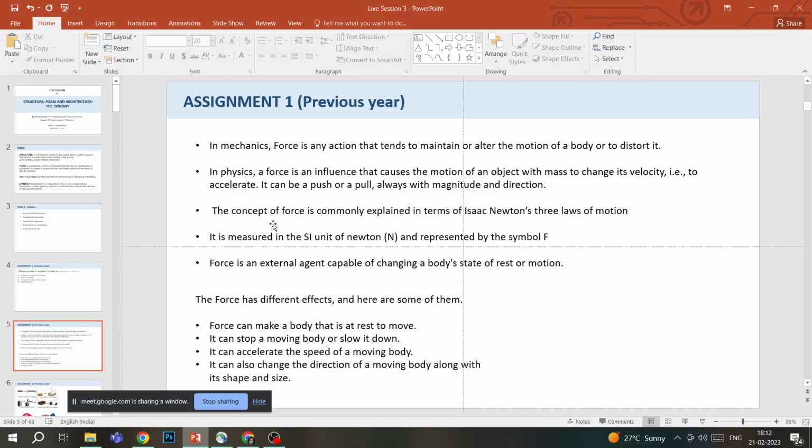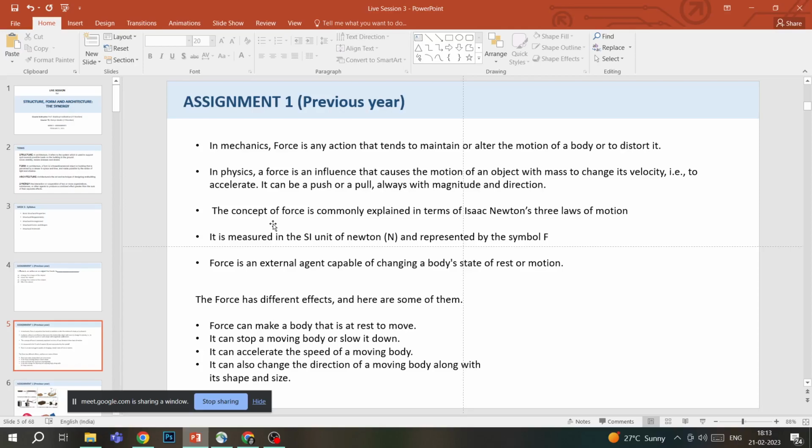So in mechanics, force has been defined as any kind of action that tends to maintain or alter the motion of a body, or it distorts it. In physics, a force is an influence that causes the motion of an object with mass to change its velocity, that is, it makes it accelerate. So force is basically mass into acceleration. It can be a push force, it can be a pull force, but it always has some kind of magnitude and it always has some kind of direction.